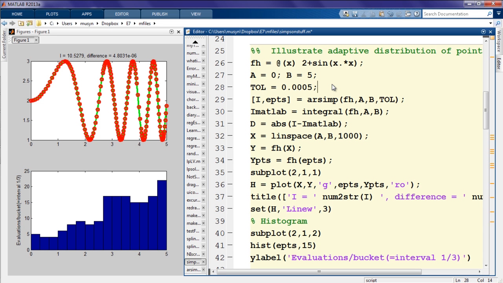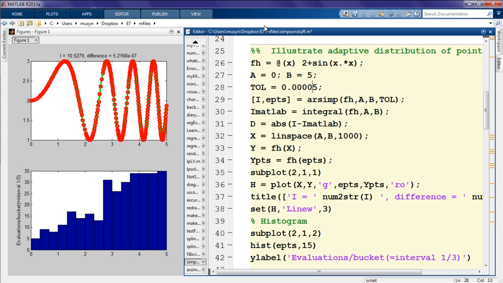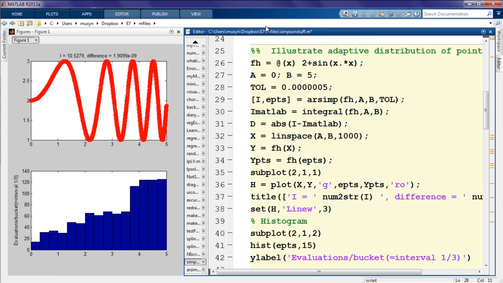Let's make it even finer. Finer yet. Same density variation. Two more. Same general trend is occurring. Now there are about 120 evaluations in this last third.